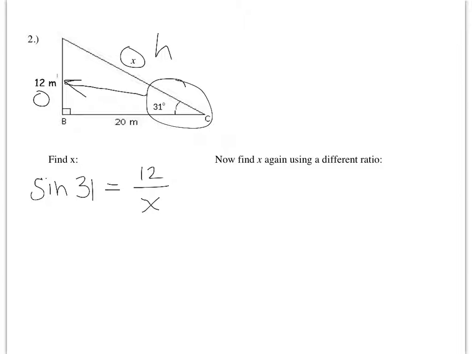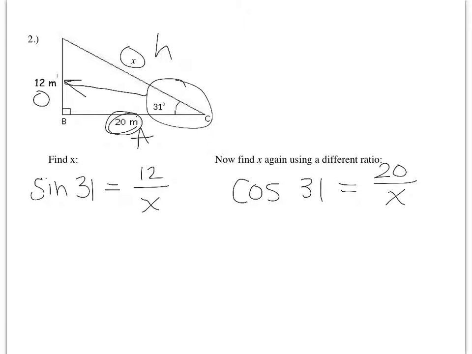We could also think about this in another way, though. We could also use the 20. We could have used this in our work, and that's adjacent to the 31 degrees. It's right next to it. So another way of writing this is we could say that the cosine of 31 degrees is equal to the adjacent, which is 20, over the hypotenuse, which is x.